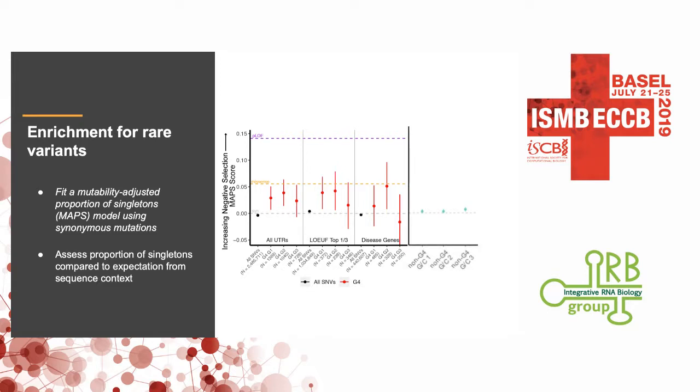When we look at non-G4 forming G tracts, so any trinucleotide G or C context within UTRs, we don't see a significant departure in the enrichment for rare variation, suggesting that perhaps this enrichment for rare variation is specific to Gs that are involved in G-quadruplex formation.